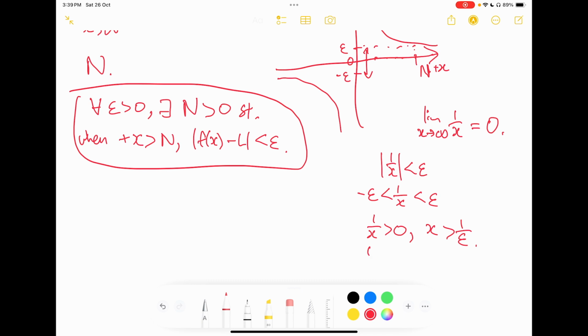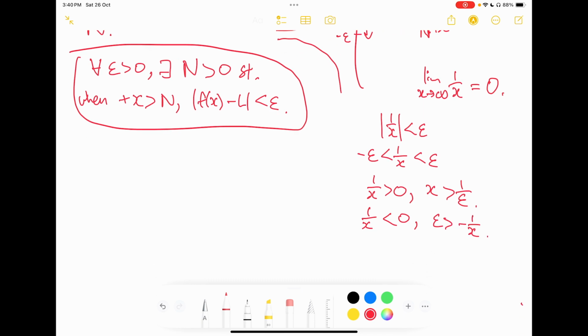And if 1 over x is negative, then that means, since negative epsilon is lesser than 1 over x, that positive epsilon will be greater than negative 1 over x. And then that means that if you take 1 over epsilon, it will become smaller than negative x.